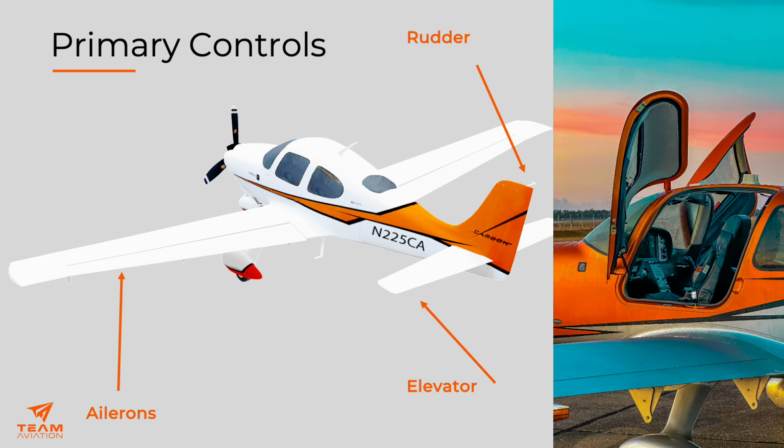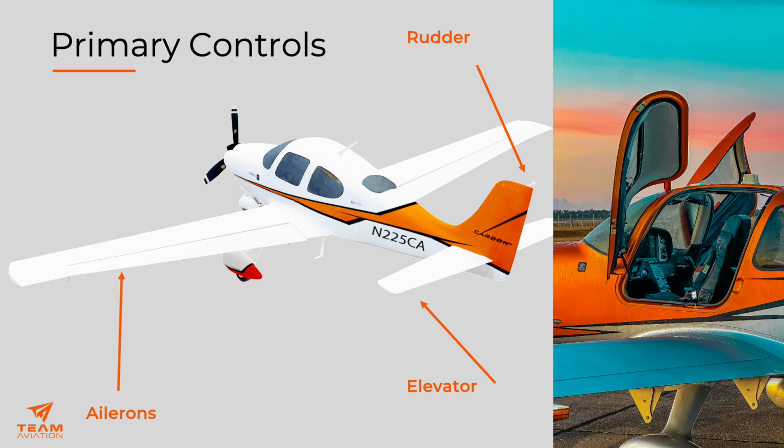The elevator is found on the horizontal stabilizer. It controls pitch. In simple terms, moving the nose up or down. Applying back pressure on the control column moves the elevator up, raising the nose. Applying forward pressure moves it down, lowering the nose.